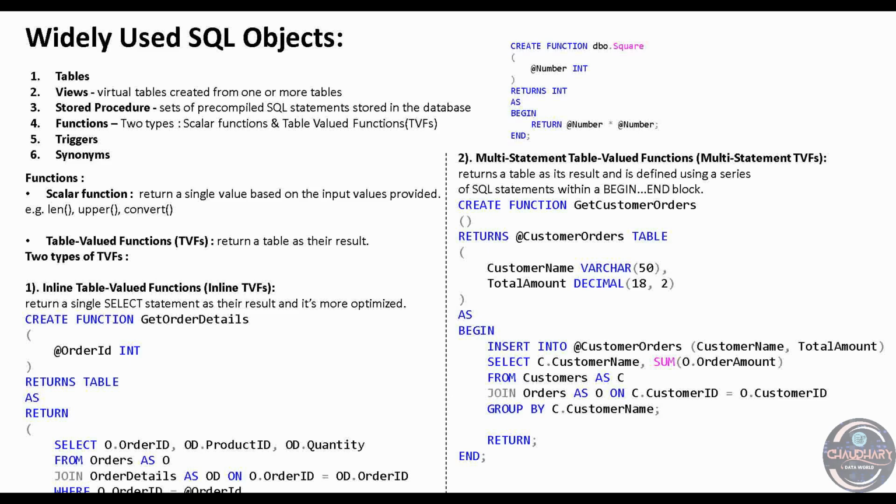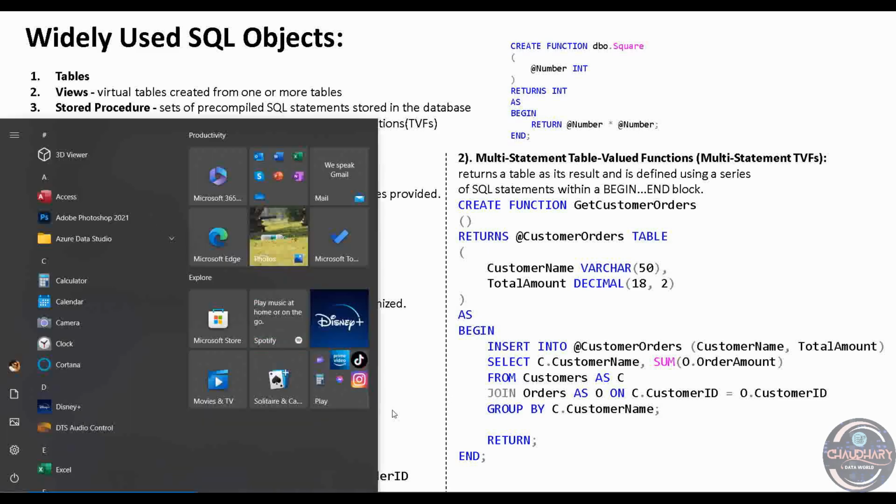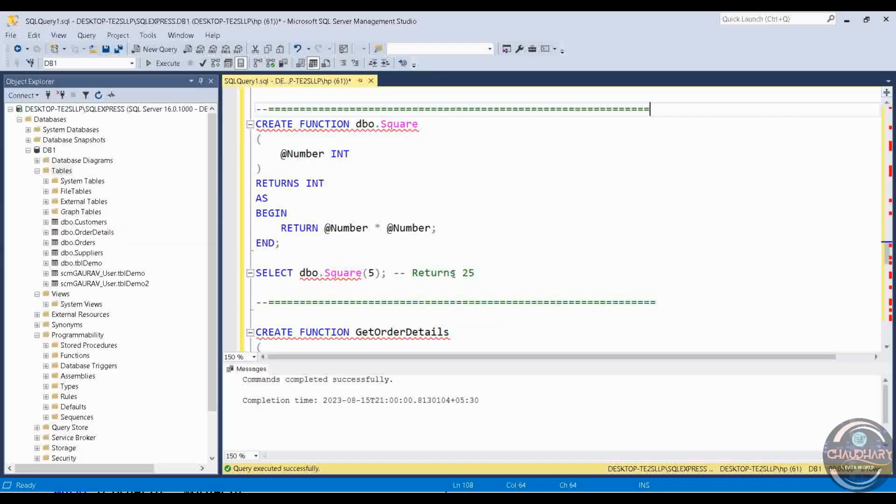Now I will just go back to SSMS. I will show how to create the function. I will explain one basic example in which I am squaring a number, which will return a number. Whatever number you provide, here you are inputting the number 5.